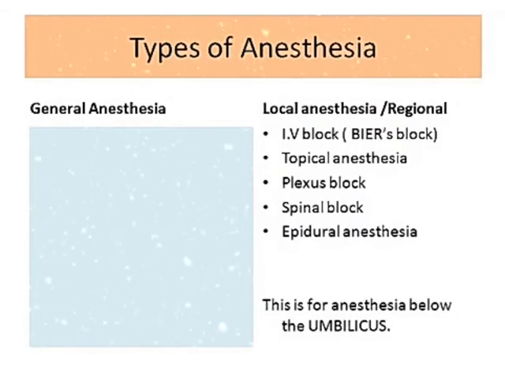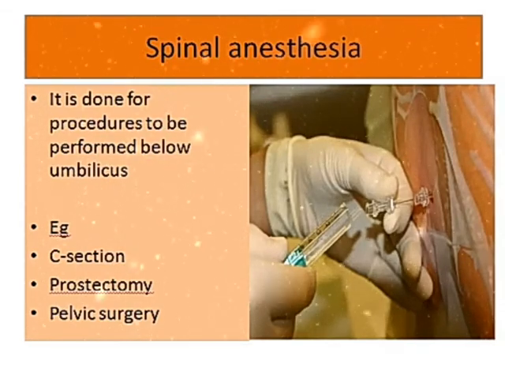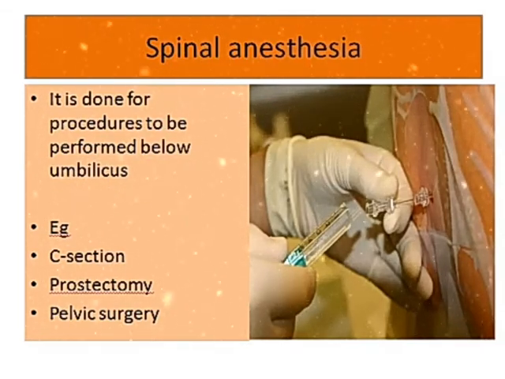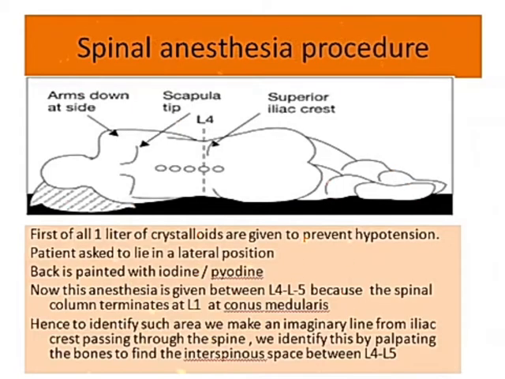Now there are various types of local anesthesia such as IV blocks, topical anesthesia, plexus blocks, spinal anesthesia, and epidural anesthesia. But the first local anesthesia we will study will be spinal anesthesia. Spinal anesthesia is given to people in procedures that are done below the umbilicus level, such as C-section, prostatectomy, and even pelvic surgery.